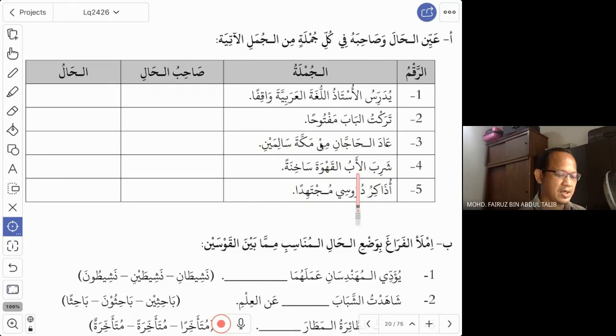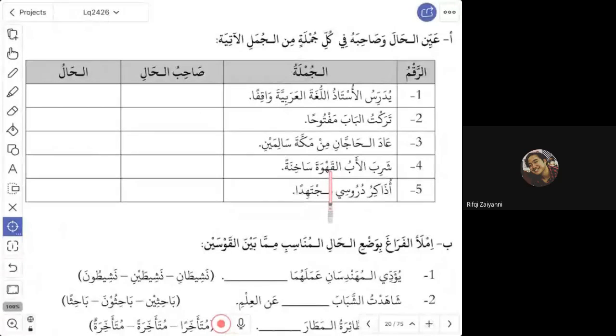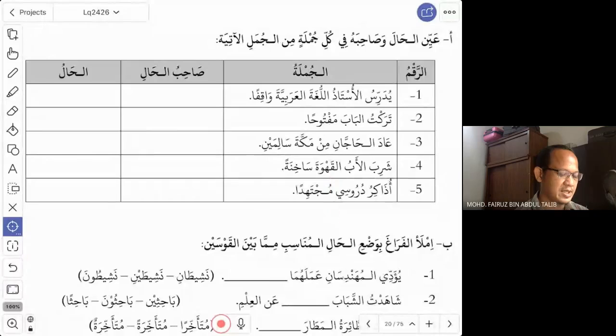Good. Al-jumlatul rabi'ah. Shariba al-abu al-qahwata sakhinatan. Al-ab shariba al-qahwa sakhina. So the father, what did he do? Shariba al-qahwa. The father drinks or drank the coffee.